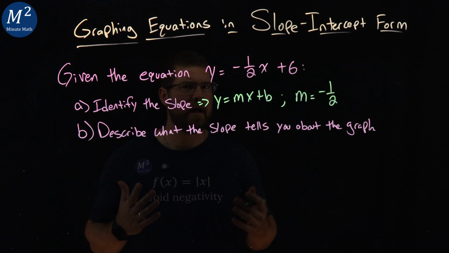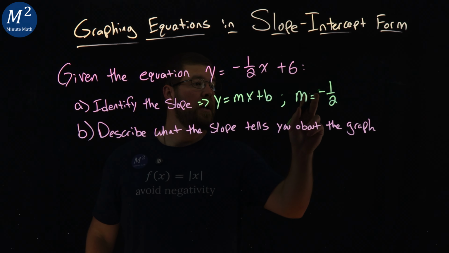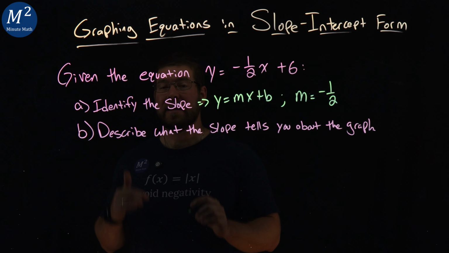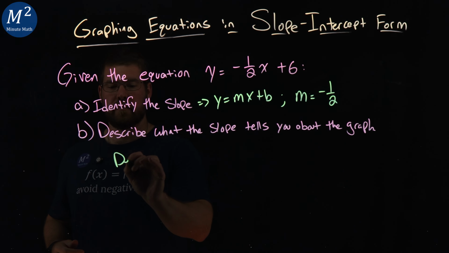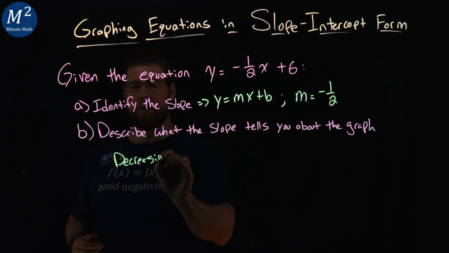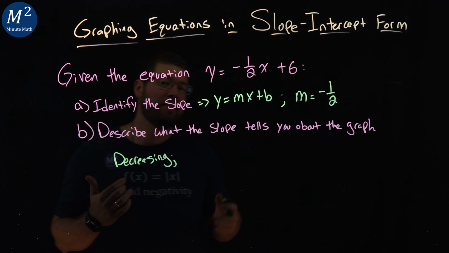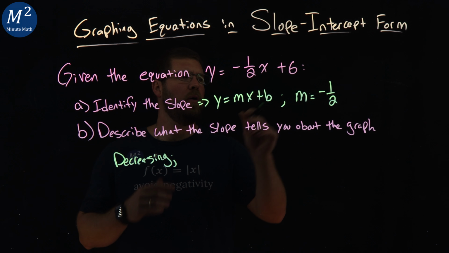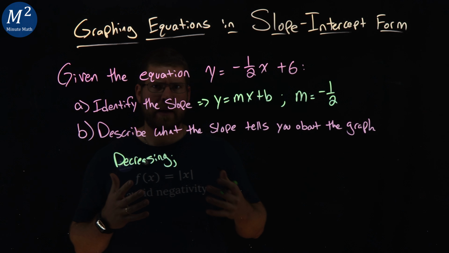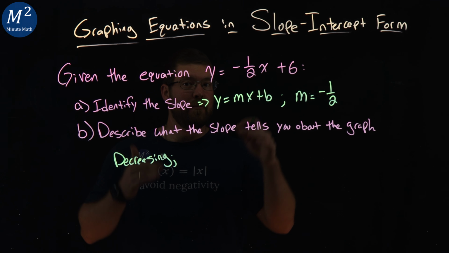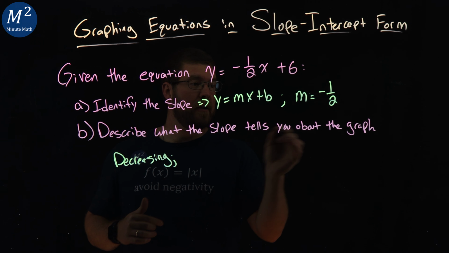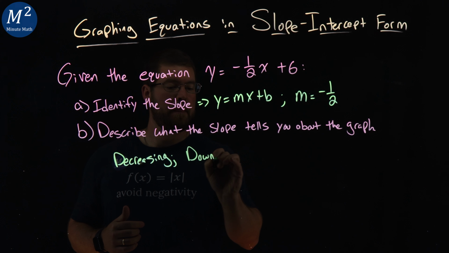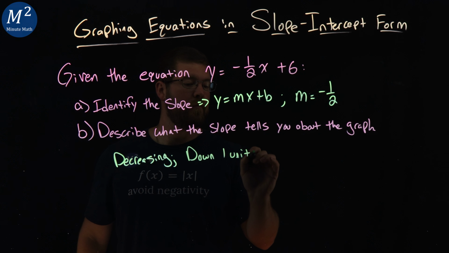But what does this tell us about our graph? The negative tells us that we are decreasing. So our graph is decreasing. So from left to right, it is going down. Now, the values here tell us about that. For every, we go down 1 unit, right? Negative 1, so we're going down 1 unit for our slope.